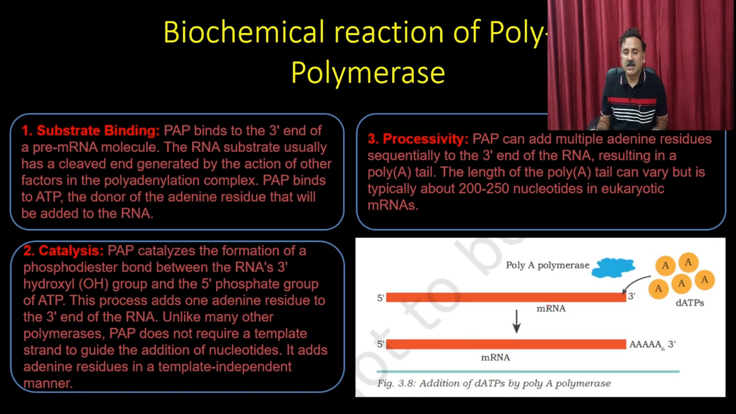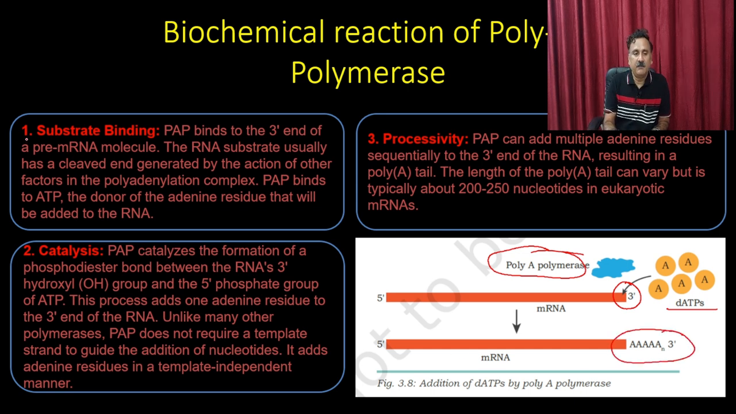In the biochemical reaction, poly A polymerase is going to add dATPs, or actually ATPs, onto the 3 prime end, and as a result it is going to form the mature messenger RNA. So, it is first going to bind the substrate. PAP binds to the 3 prime end of the pre-messenger RNA. The RNA substrate usually has a cleavage end generated by the action of other factors in the polyadenylation complex. PAP binds to ATP, the donor of the adenine residue, which will be added to the messenger RNA.